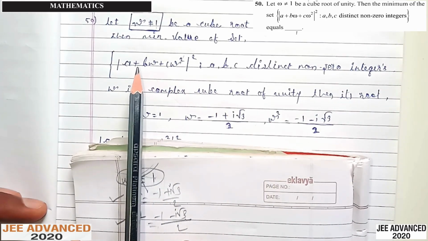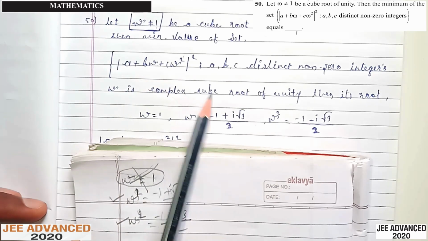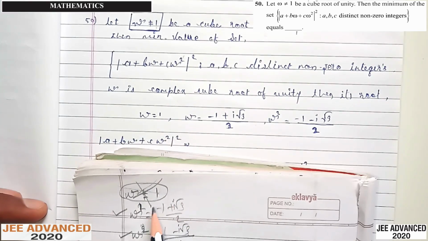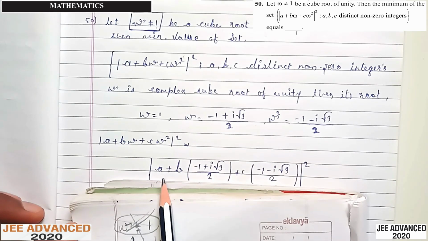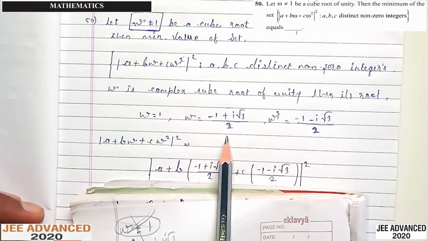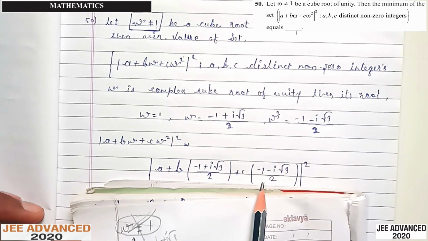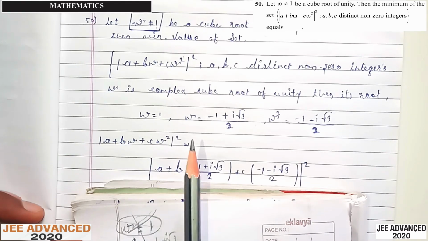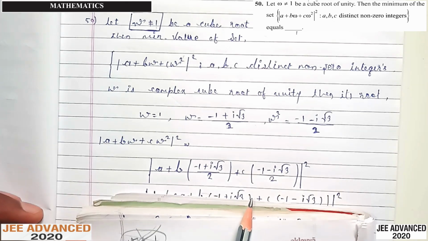Here we can see a is kept as it is, b as it is, c as it is, omega from here, omega square from here, and modulus square. Now we can see the values: a plus b omega plus c omega square. The omega is coming from here, and c omega square is coming from here. This is the value for omega square, and the modulus square is already there. Don't get confused.